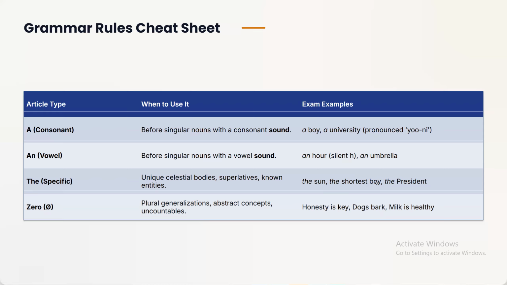So the last one is zero article. That's for plural generalization, abstract concepts, and uncountable nouns. Honesty is key. Dogs bark. Milk is healthy. So we can see some uncountable nouns here, and plural generalization. When you have abstract concepts, you don't use articles. You don't say the honesty is key. This is an abstract context and a plural generalization. Honesty is key. Milk is healthy. Milk is uncountable.